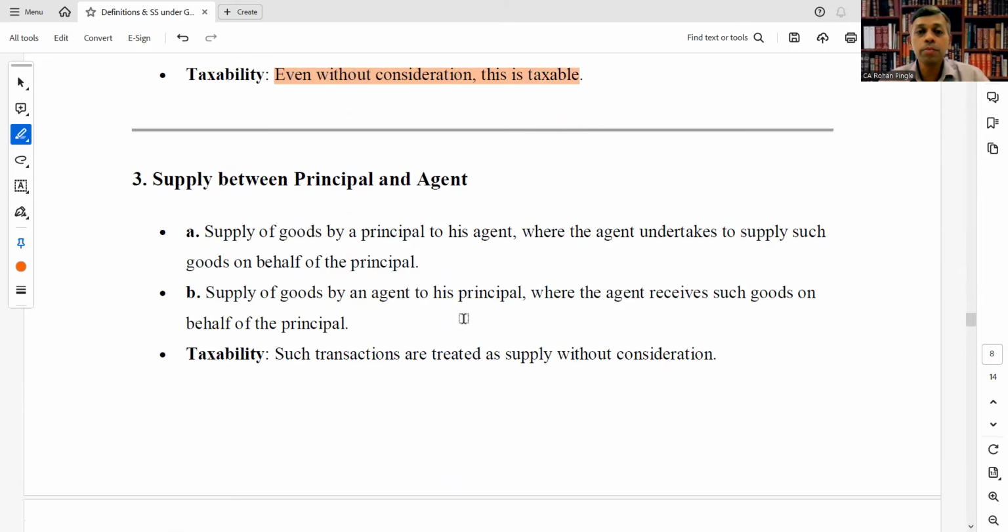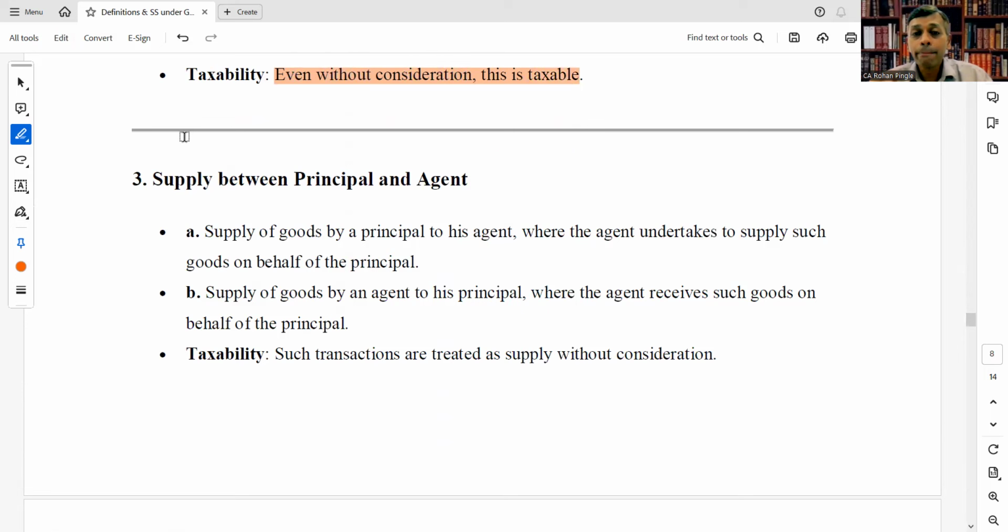Supply between principal and agent. Supply of goods. Just a minute. Sorry for the interruption. Supply between principal and agent.